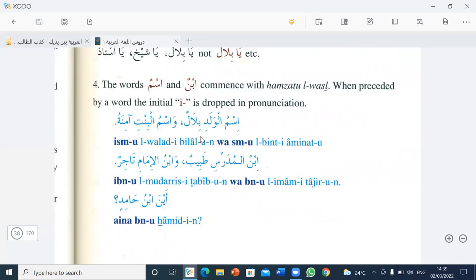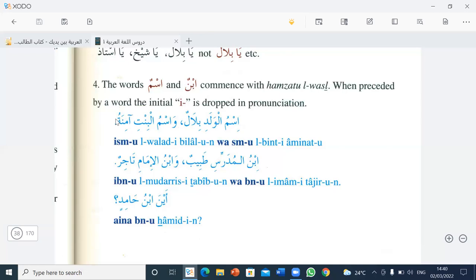Continue. The words ismun and ibnun commence with hamzatul wasl. When preceded by a word, the initial kasra is dropped in pronunciation. Ismul waladi Bilalun, wasmul binti Aminatu. Ismu, the name. The name of the boy is Bilal, and the name of the girl is Aminatu.